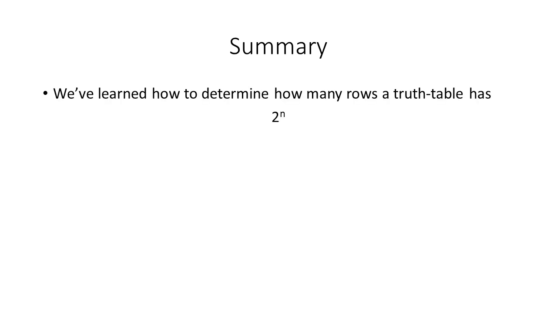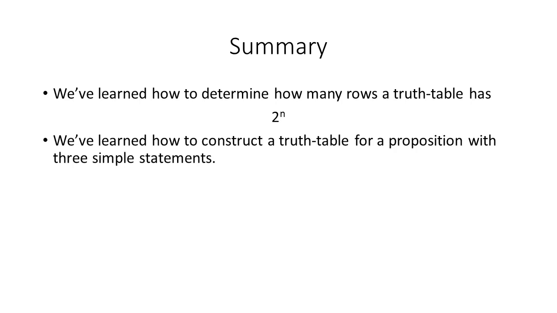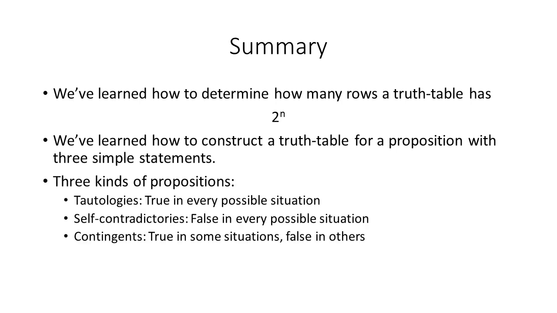We've learned how to determine how many rows a truth table has using this formula, 2 to the n, where n is the number of different simple statement types. Second, we've learned how to construct a truth table for a proposition with 3 simple statements. And then we talked about 3 kinds of propositions and how to recognize them based on their truth table.